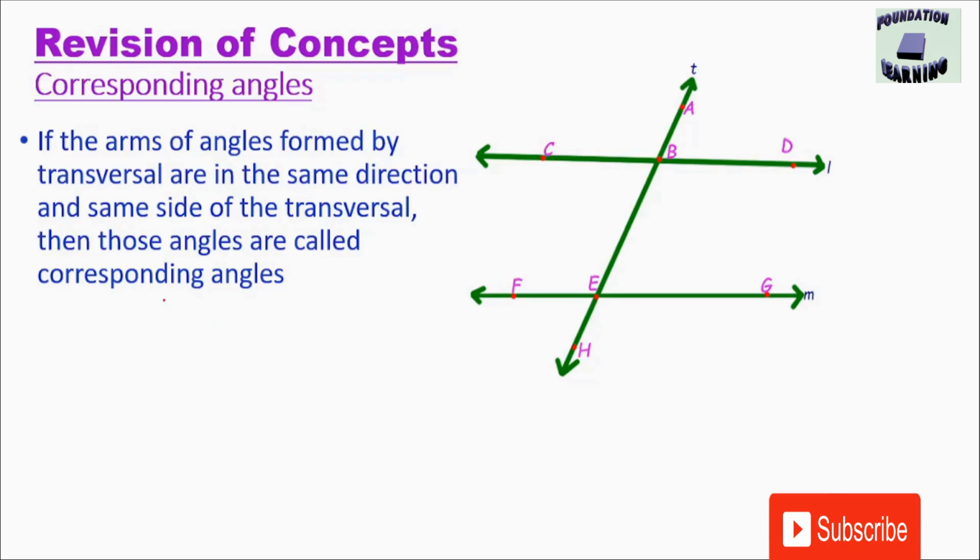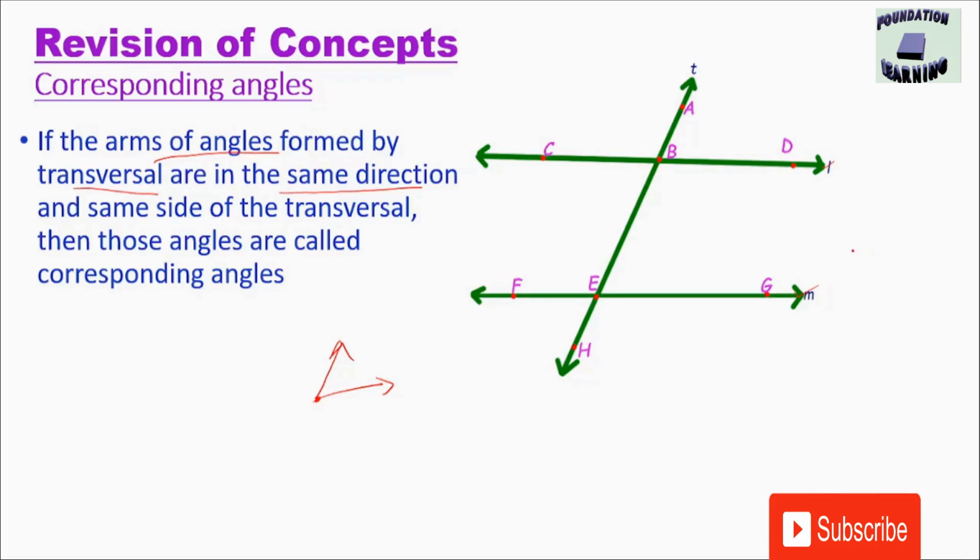What are corresponding angles? If the arms of the angles formed by the transversal are in the same direction. What are the arms? Actually, when an angle is formed, it is formed with the help of two arms, and one point where these two arms meet. So when the arms of angles formed by the transversal are in the same direction, when you have two angles, their arms are in the same direction. If it is going towards the right, then both will be on the right side. If it's onto the left, then onto the left. If one is below the parallel line, the other one will also be below.